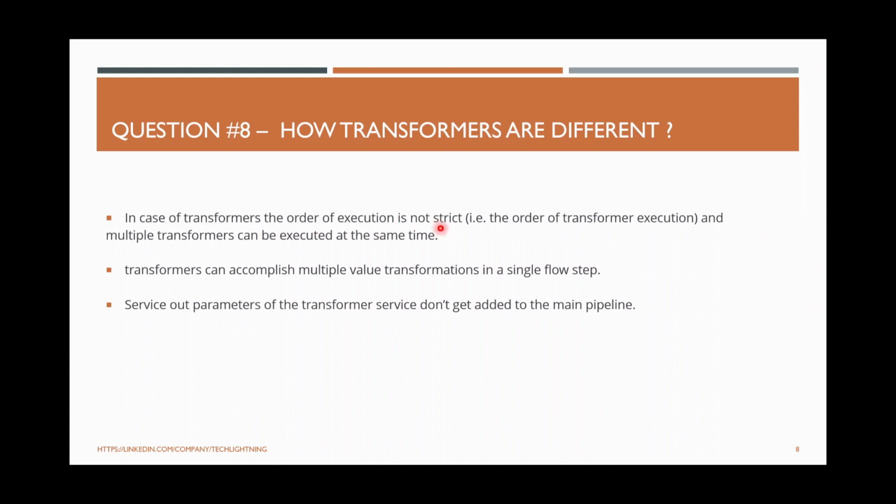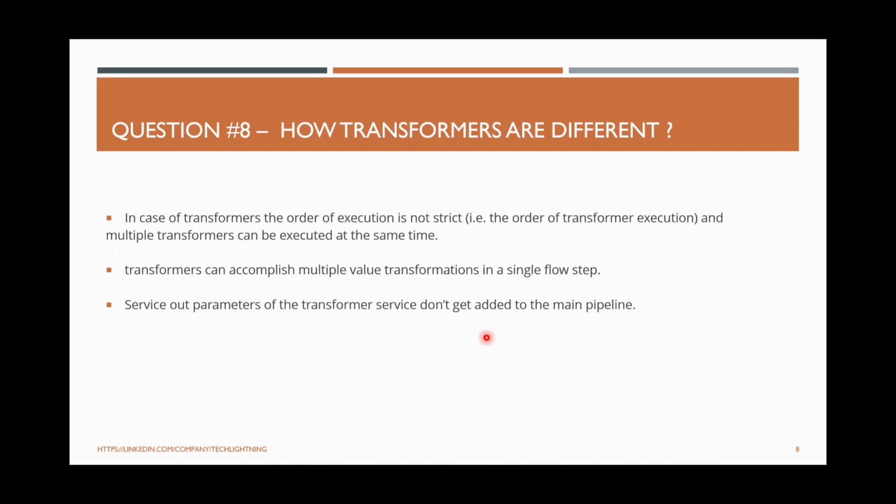When you do that, the order of execution is not strict. It will happen in any order, in parallel. Also, in the transformer you can do multiple transformations, because we are going to call multiple services. So we can do multiple transformations in the same single map step. And the service output parameters of the transformer do not get added to the main pipeline.